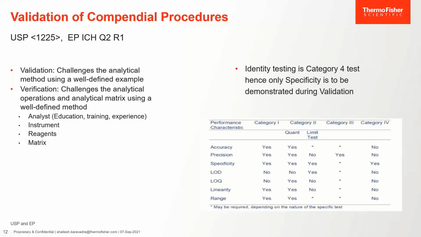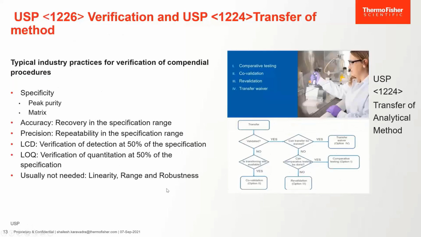You have to take into account when doing a validation the analyst who is going to do the test, the instrument that you are going to carry out the test on, if you're using any reagents, and the matrix that you're going to use for the tests. USP also clearly defines the verification of the validation that you have already done. This is in chapter USP 1226, and the transfer of these analytical methods is done by using the guideline in USP 1224.